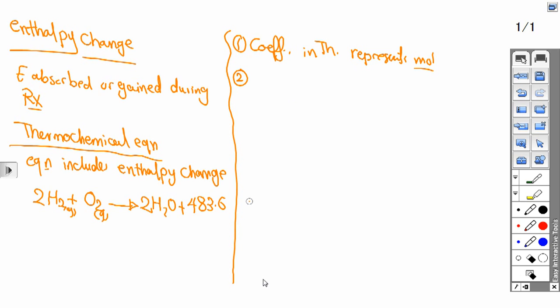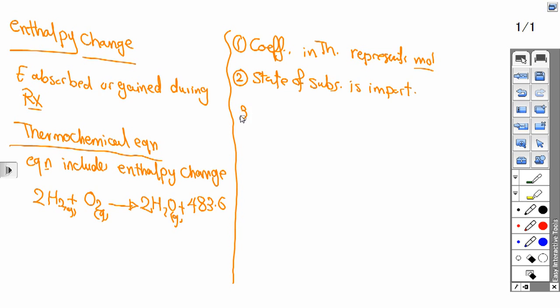Number 2: in a thermochemical equation, the physical state of the substance is important. Why? Because the enthalpy change for the formation of liquid water or gas water is not like the enthalpy change for solid water, and so on. So each state has its own enthalpy. So the state of the substance is important in writing the thermochemical equation.